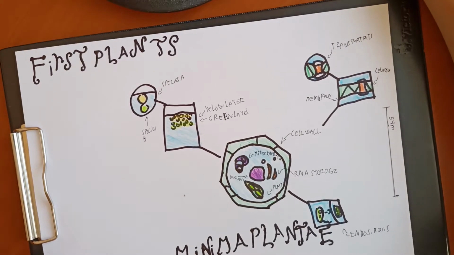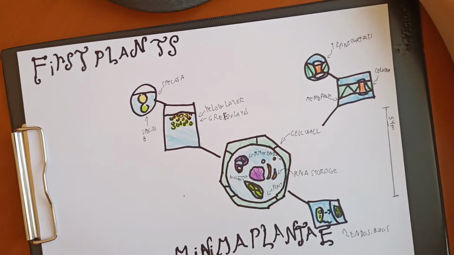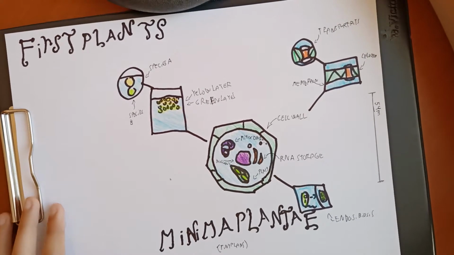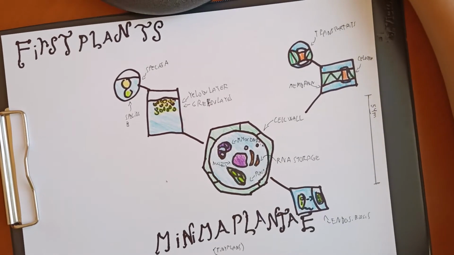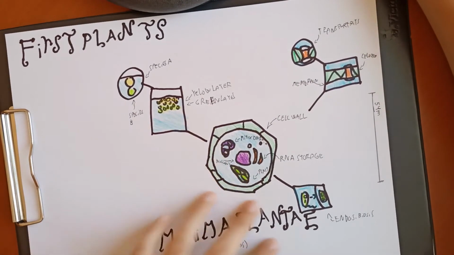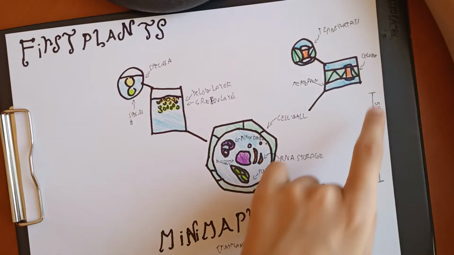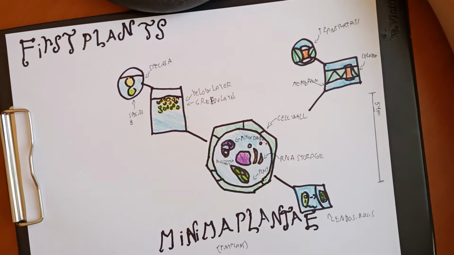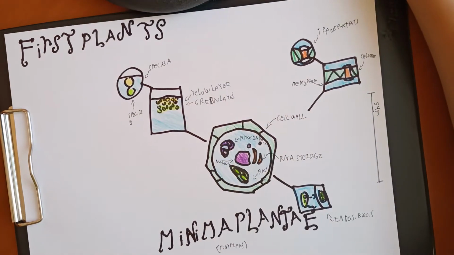So first we're starting with the plants, minimap plantae, tiny plants, and these are microscopic, single cellular, around the size of 5 micrometers.